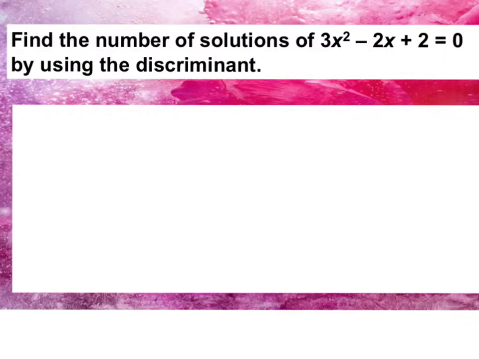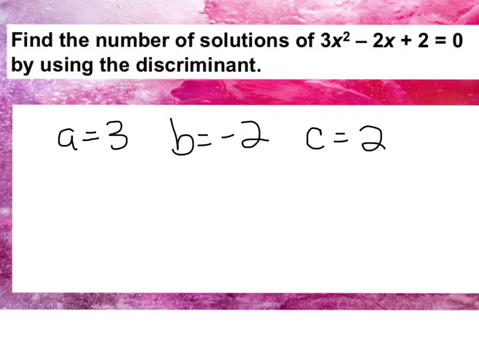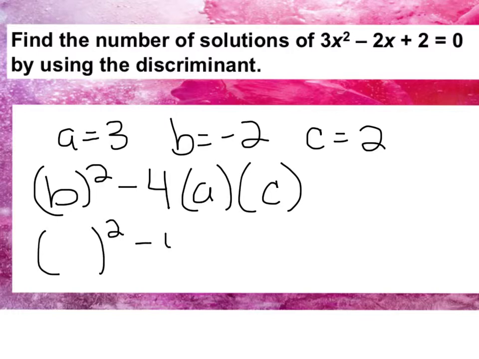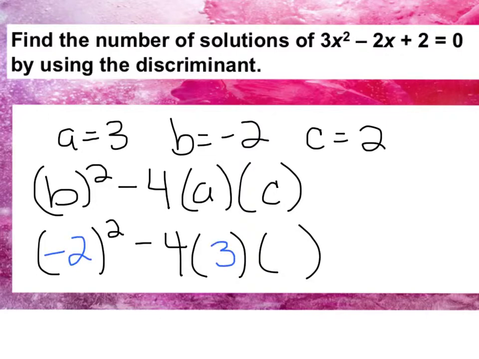So let's first identify A, B, and C. A is 3, B is -2, and C is +2. And then I'm going to rewrite the discriminant, B squared, and every time I put a variable, I'm going to write parentheses around it. B squared minus 4 multiplied by A, in parentheses, multiplied by C, in parentheses. And the reason why I do that is so that when I plug in the numbers, I'm just going to have parentheses, take out the variables, and substitute numbers in for this place. So let's do the B, which is -2, the A, which is 3, and the C, that is 2.